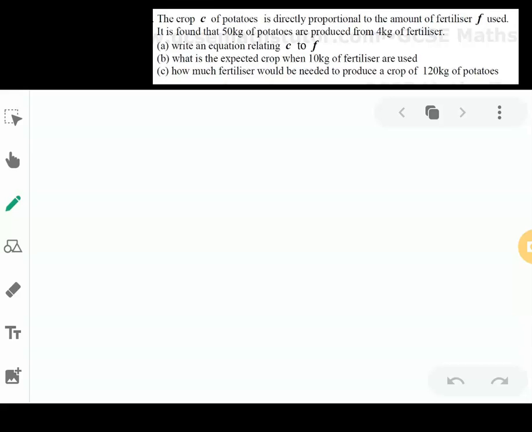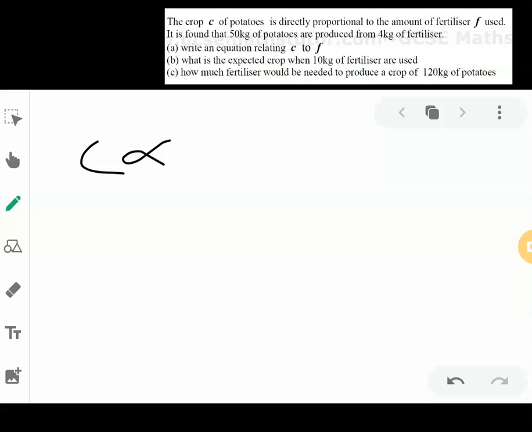The crop C, so that means we're using C to represent crop, of potatoes is directly proportional to the amount of fertilizer F used, which means that of course F is being used to represent fertilizer. It is found that 50 kg of potatoes are produced from 4 kg of fertilizer.